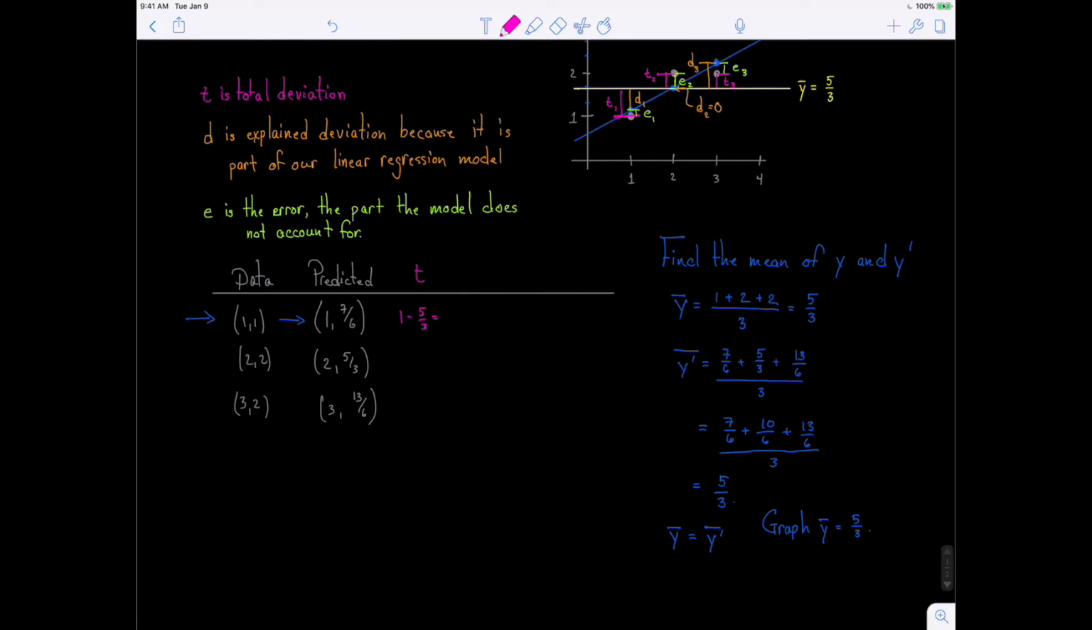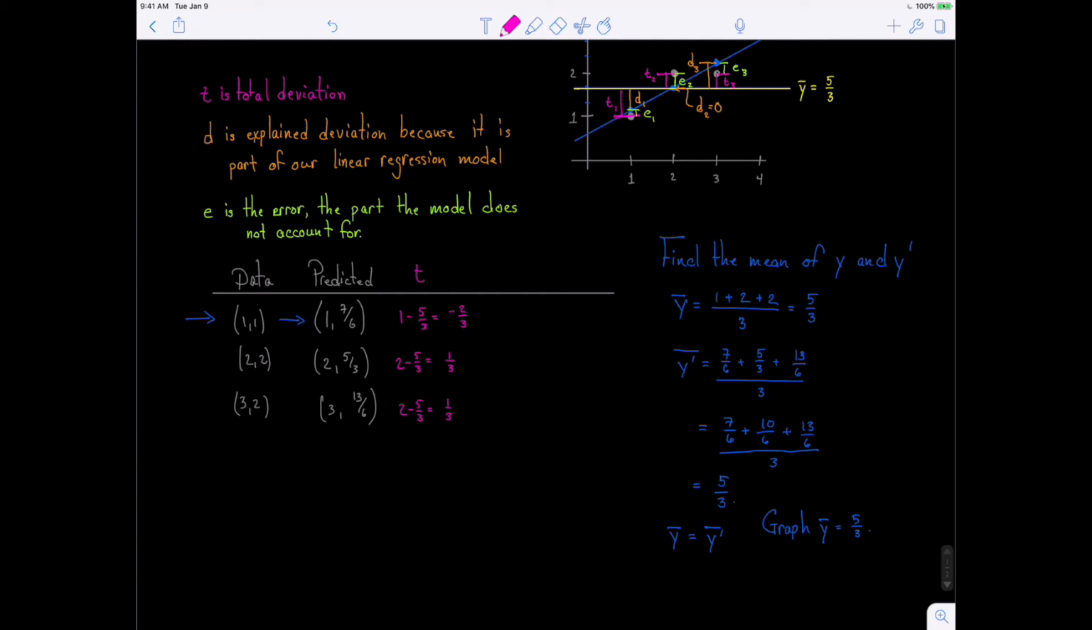In this case, we're going to come up with 1 minus 5/3, which is minus 2/3, and then a 2 minus 5/3, and that's going to give us 1/3. And finally, 2 minus 5/3 for another 1/3. Okay, so that is the t's.